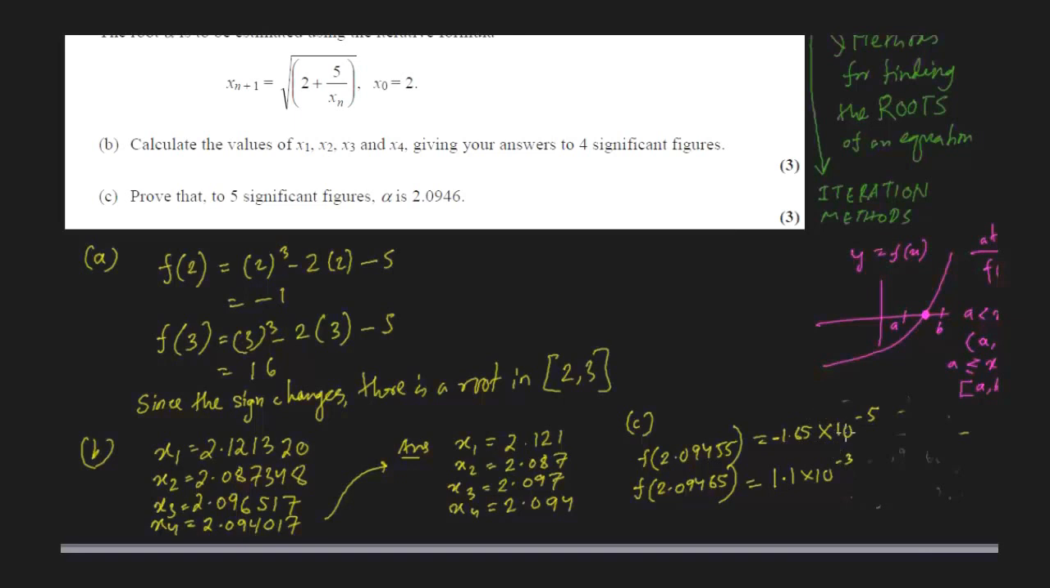Now remember, if the power of 10 is minus 5, it just means divided by 10 to the power 5. The power of 10 itself does not change the sign here. The main thing is this: this is negative, this is positive. So we can write, since the sign changes, to 5 significant figures alpha is 2.0946. That's it.